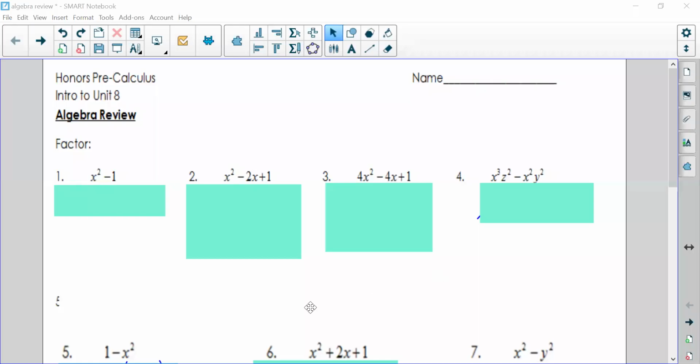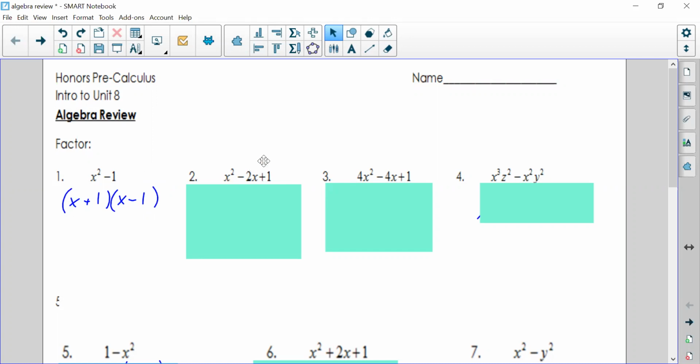Hello, everybody. So here is just some quick pre-algebra and algebra 1 review topics before we go into our next trig unit. So please pause the video and factor these four expressions. The first one is a difference of squares. It's a square minus a square, so it factors into x plus 1 times x minus 1.